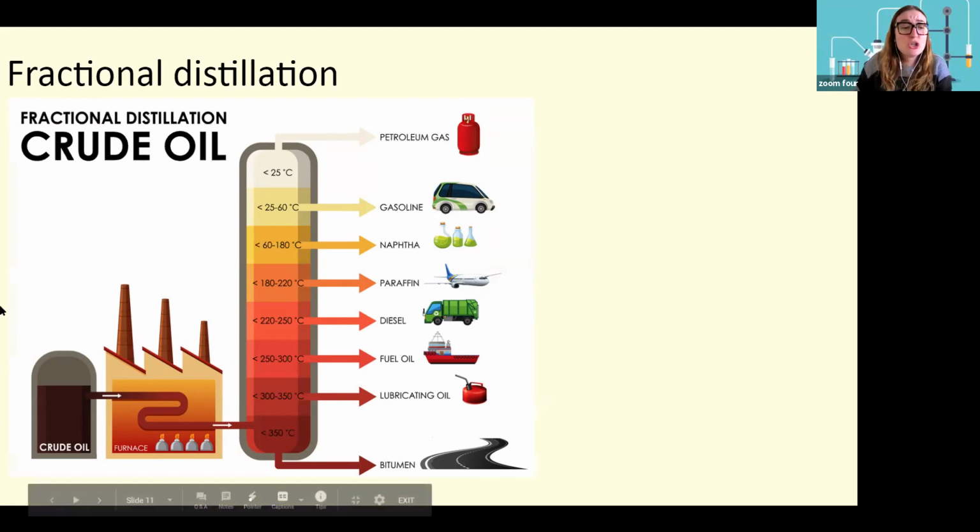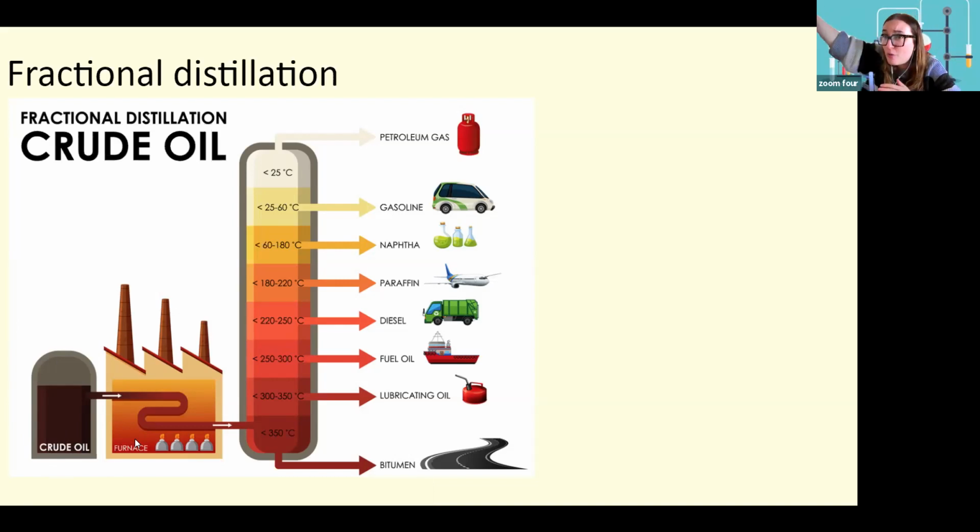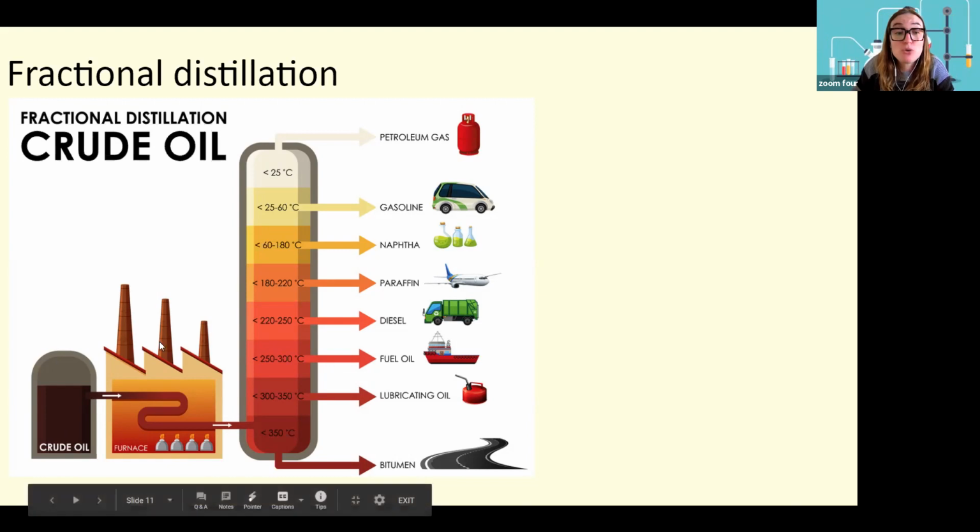So fractional distillation, you start with crude oil because that's the stuff you dig out the ground. So we go from crude oil to the stuff we want in the end. And this is how we're going to do it. The very first thing that happens is that you heat that crude oil up very, very hot. So hot, in fact, that most of the compounds in crude oil are going to evaporate.